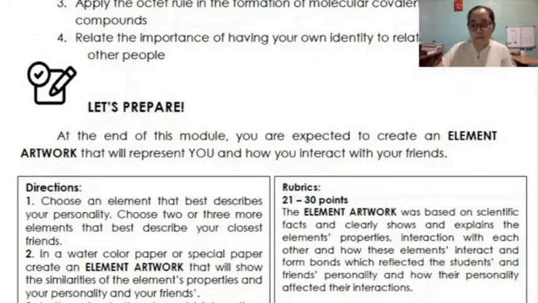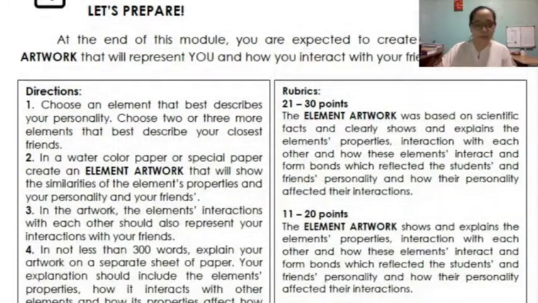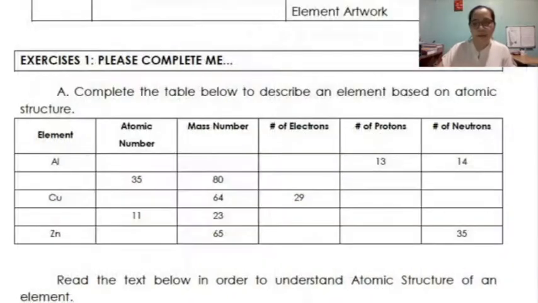At the end of this module, you are expected to create an element artwork that will represent you and how you interact with your friends. In this, you are given directions and the rubrics on how you will be graded in this culminating activity. Exercise 1, please complete me.